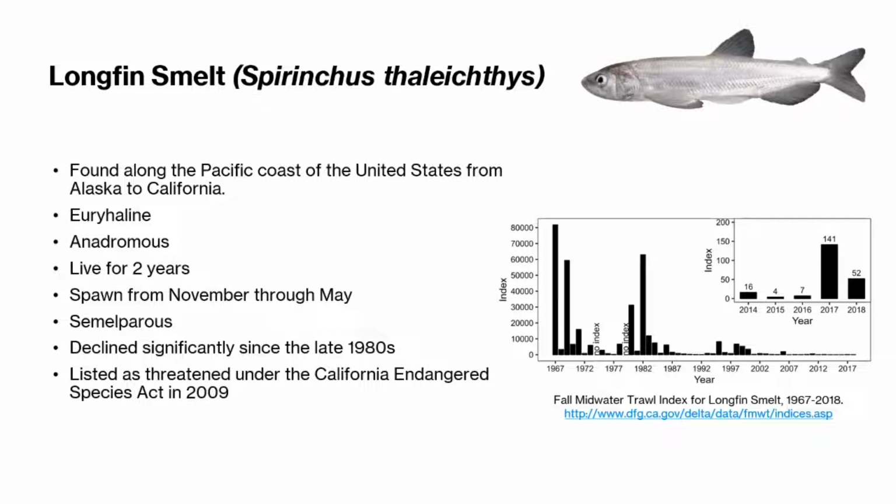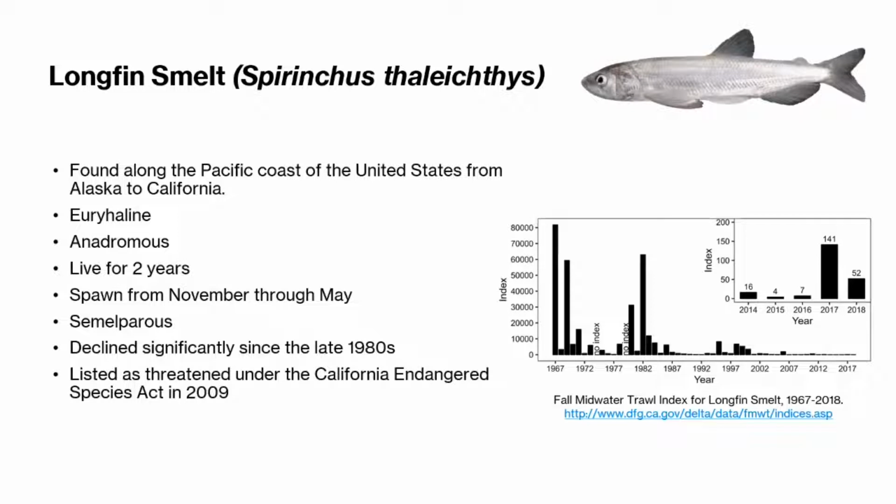The spawning events occur from November through May with a peak from February through April, and they are usually considered semelparous, meaning that they usually die after spawning. I said usually because we found that some individuals can have multiple spawning events, but Levi Lewis might talk more about that later.